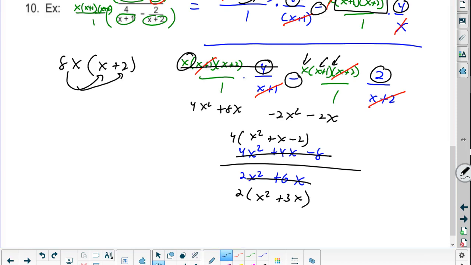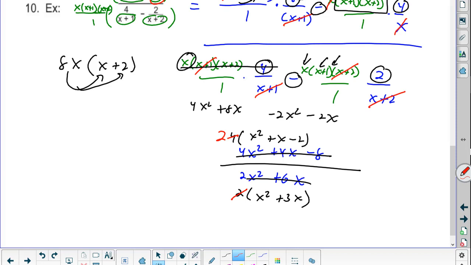Even though this factors, is it going to have an x squared plus a 3x in it? And I can even get an x out. But is it going to have an x plus 3? No. So I'm not going to bother to factor it, even though it does. And even though I can get an x out of this, I'm not going to get it out because it won't do me any good. But the 2 and the 4 do reduce.